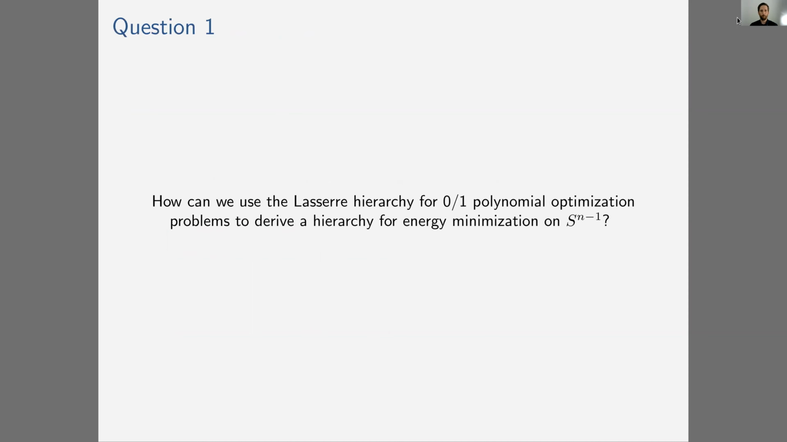So the first question I want to ask is also the question that was asked yesterday after the lecture. How can we use the Lasserre hierarchy for binary polynomial optimization problems to, for instance, derive a hierarchy for energy minimization? I want to show you how that can be done. We've seen one example where we used this to derive a hierarchy for the independent set problem. And here's a second example.